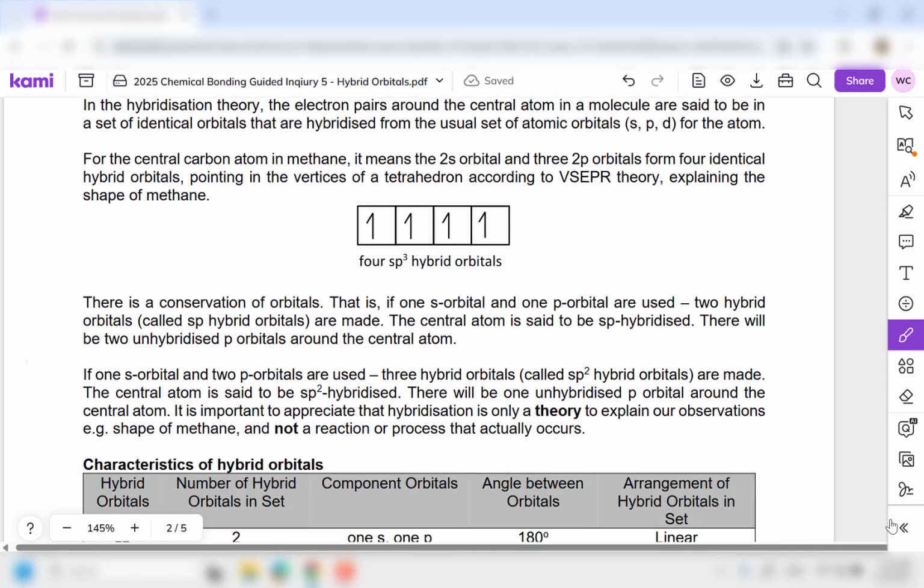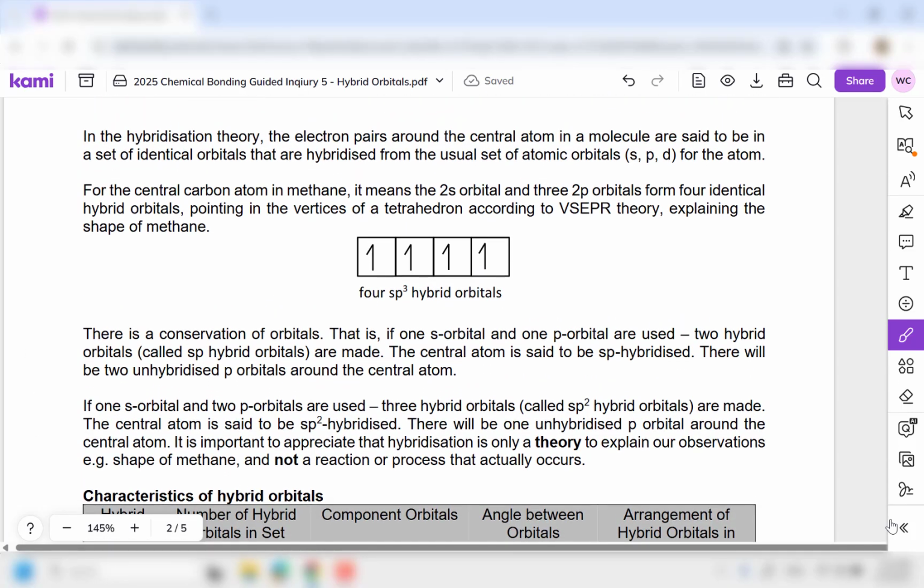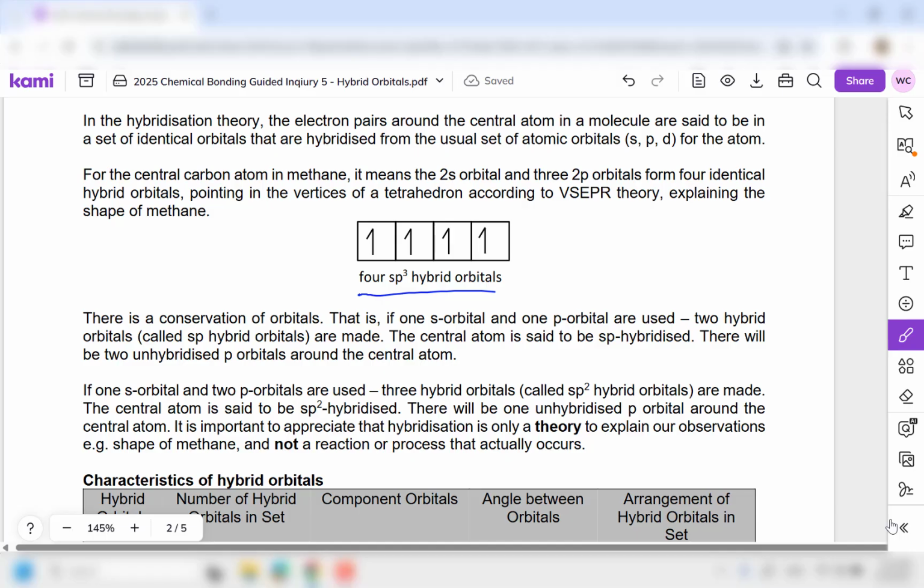Okay, so you have a whole paragraph here trying to explain what hybridization is. So basically, it's a mixing of orbitals. So if I have 1 2s, and 3 sets of 2p orbitals mixes together, you're going to end up with 4 sets of sp3 hybrid orbitals. Okay, so 1 plus 3 is 4, so we end up with 4. So that's what we call the conservation of orbitals.